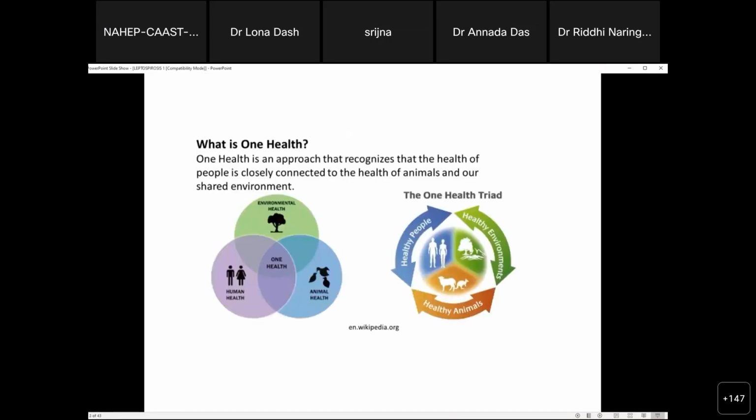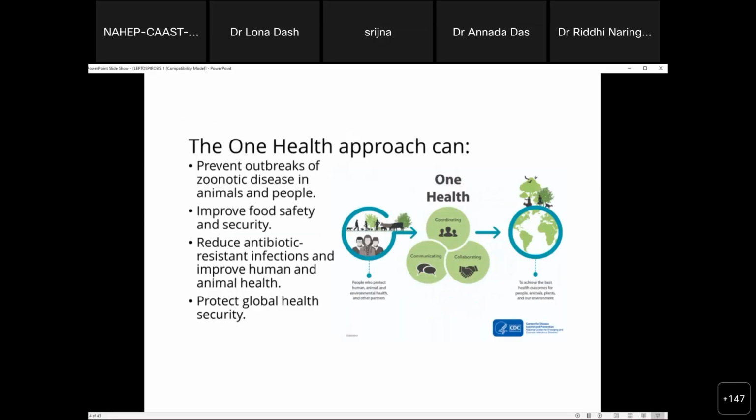We are all acquainted with One Health in this forum, and it helps us to understand the importance of the connection between the health of animals, our environment, and human health. Thus, it helps to prevent outbreaks, improves food safety, reduces antibiotic resistant infections, and protects global health security overall.